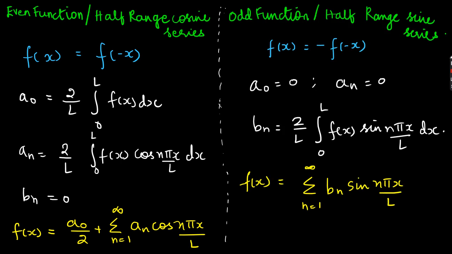And now for the odd function or half range sine series, which is also called the half range sine series. Here we know that for an odd function, if you change the sign of your x, you are not going to get the same value of your function. There will be a negative sign included in your function. So those kinds of functions are called odd functions. And here your a0 will be 0 and an will be 0. Bn will only be present and your Fourier expansion will have only the third term, which is the Bn term.